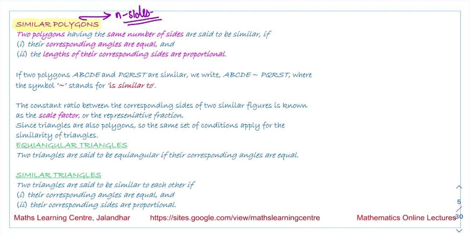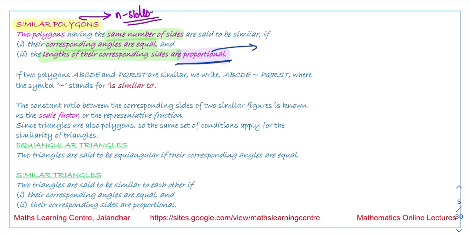So, two polygons having the same number of sides. The first condition is that they should have the same number of sides. Second, their corresponding angles are equal. And third, the lengths of their corresponding sides are proportional. We are not saying these are equal. The word proportional is used over here, that is, the ratio is the same.